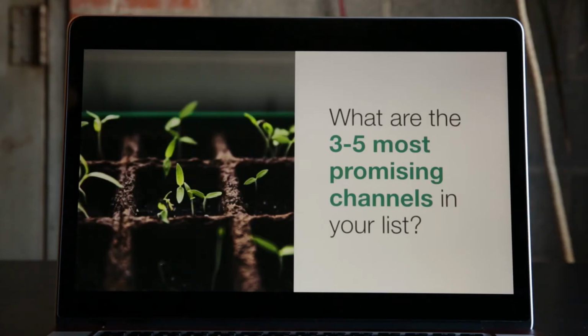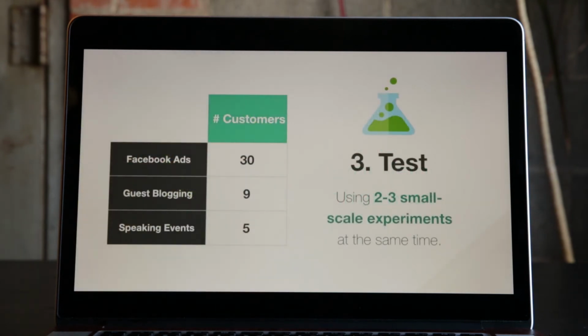So if we look into that top category of ideas, we have a few different ones, and we want to really narrow it down to the top 2 or 3 that we can actually run experiments on. So let's say that's Facebook ads, guest blogging, maybe speaking events to try and find people to sign up for our new dog walking app. Sure, why not? We want to go ahead and set up experiments so that we can test all those, ideally at the same time in parallel.